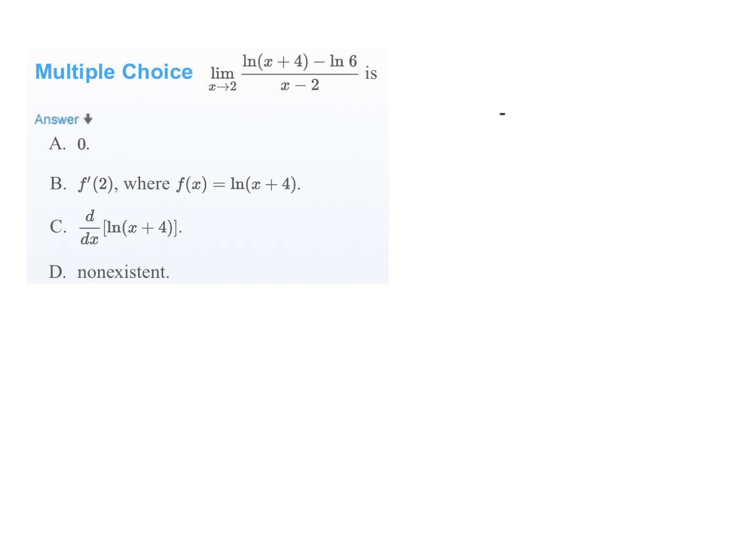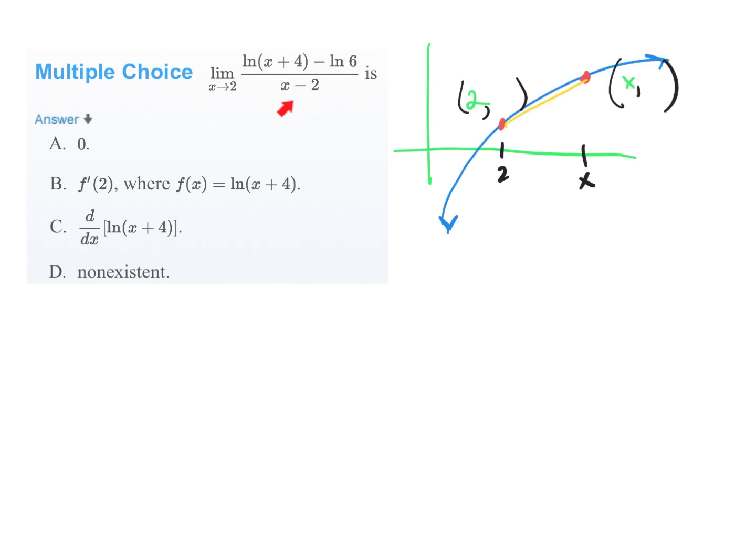The challenge in this problem is to see this as the actual formula for a derivative. So there's some curve in the plane, and the x value is approaching 2. Clearly our function is related to logs, and we know what log functions look like. So there's 2 points, and the derivative formula is a slope.